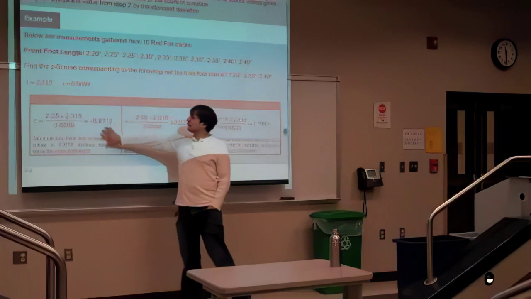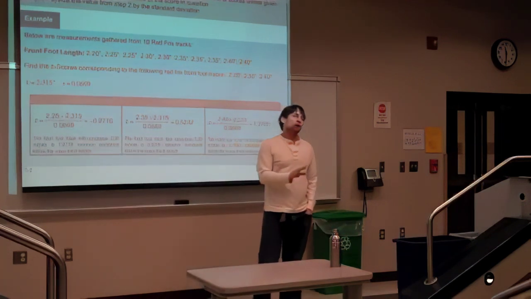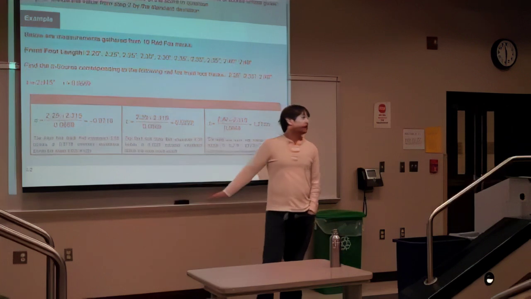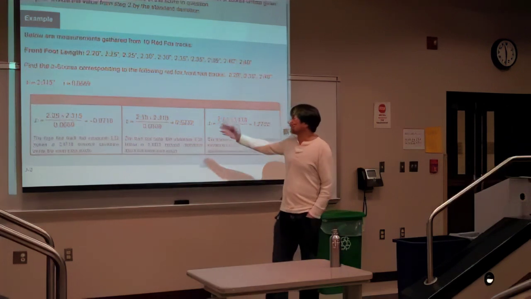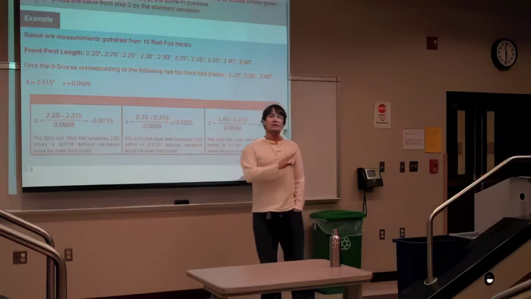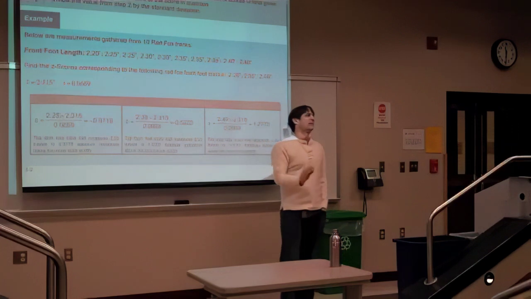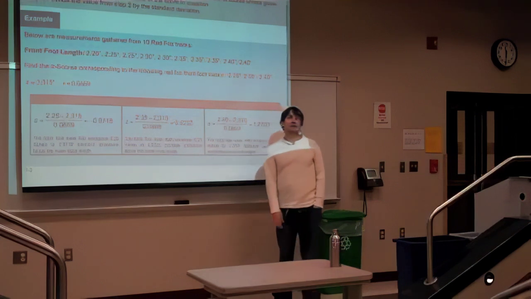Do not let this intimidate you at all. This is as easy as it looks. There's no hidden anything in this. You just simply subtract 2 numbers and divide it, and then you're done. There's nothing else. You can't make a mistake on this if you just take your time to do it. Any questions on the z-score?